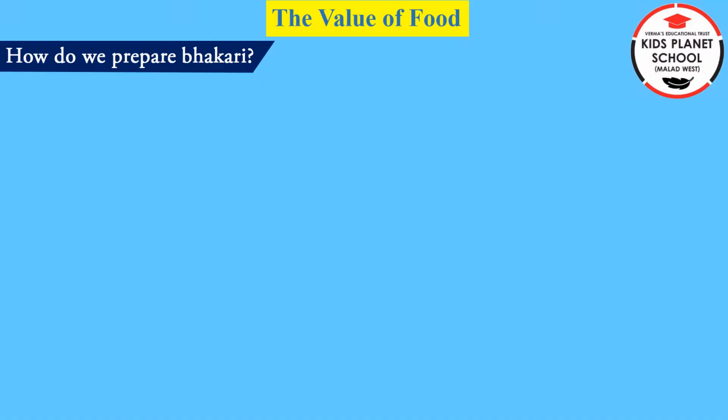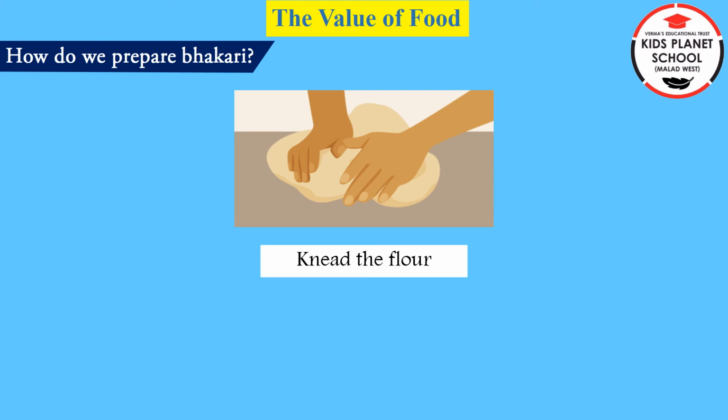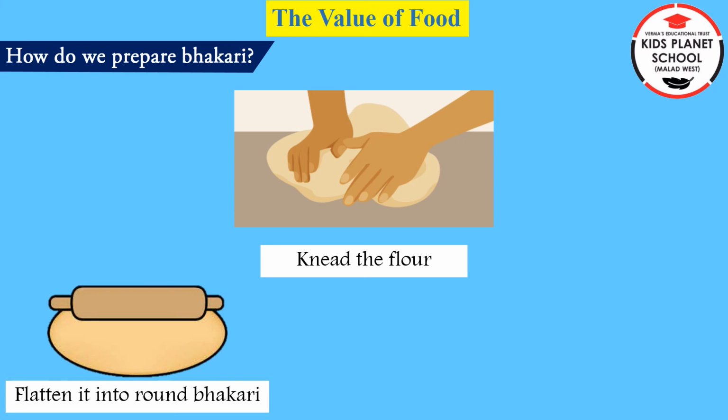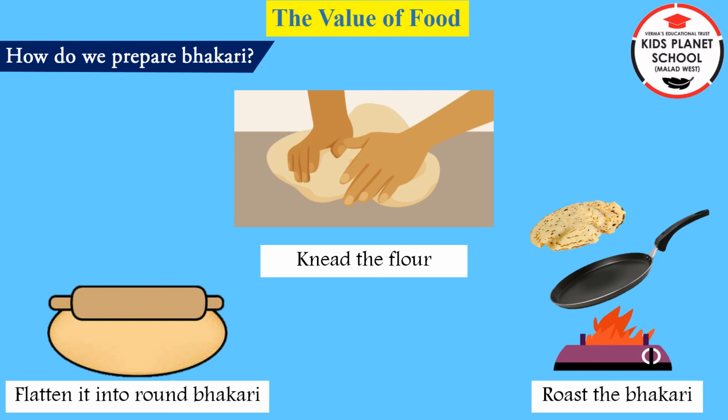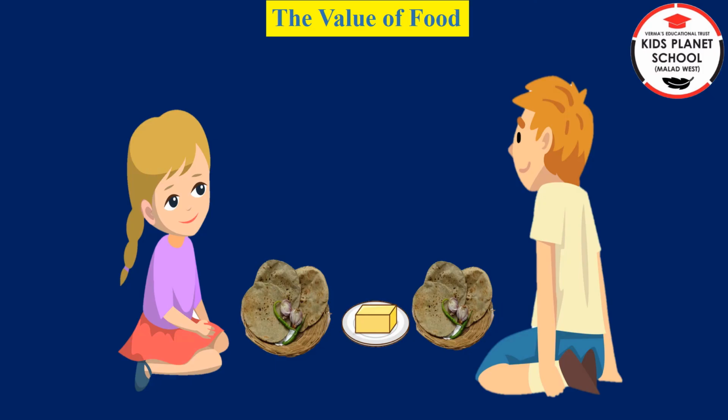How do we prepare bhakri? First, the flour is kneaded into a dough. Then, the dough is flattened into a round bhakri. And then, it is roasted. To roast the bhakri, we burn fuel or gas or wood. And this is how Arjun and Varsha get their bhakri. So children, tell me, would it be right to waste food we get through the efforts of so many people? No, it is not good to waste food.